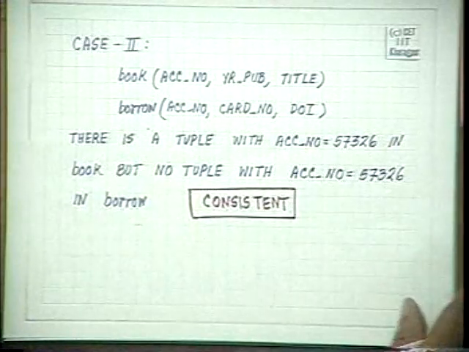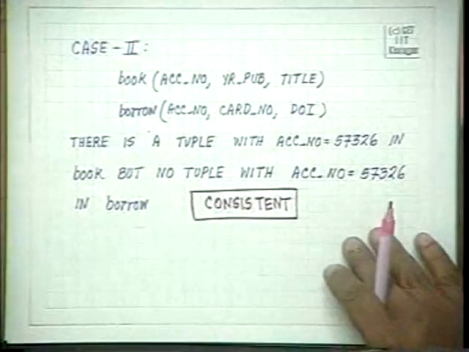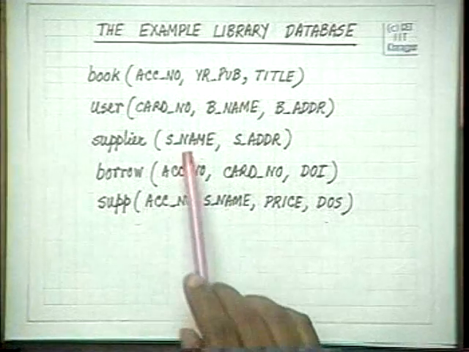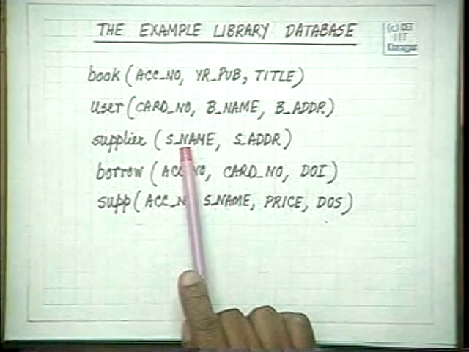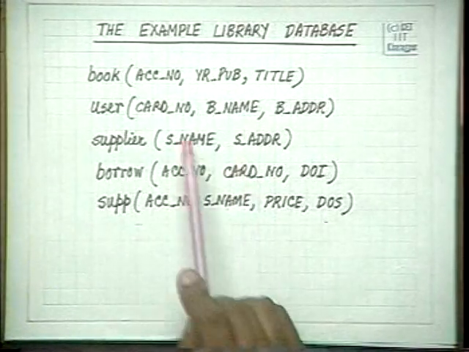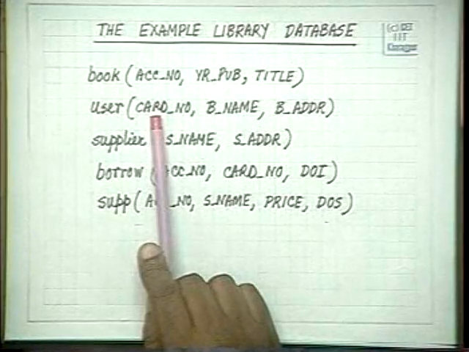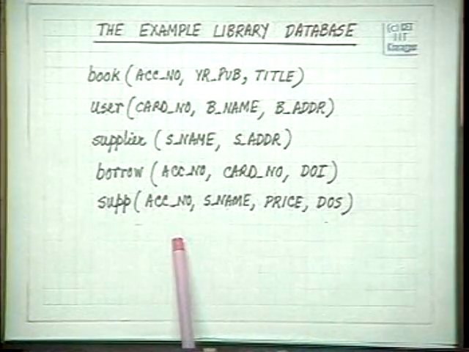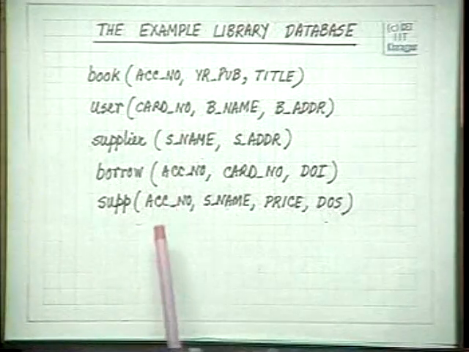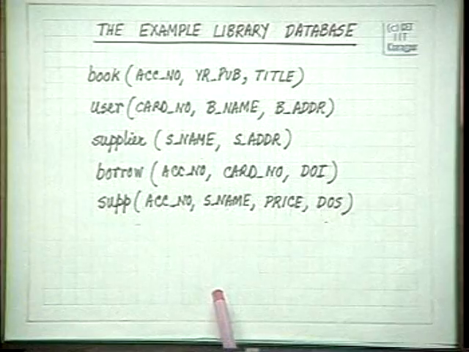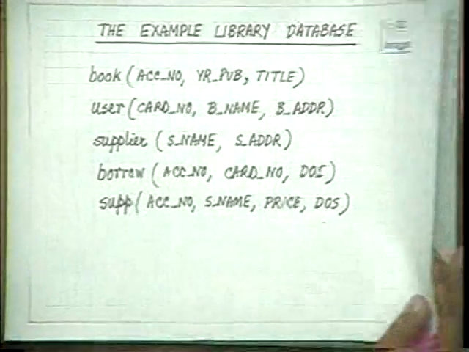This is not the only case in our example. This will come up in several other cases. There cannot be an S name here which is not existing in supplier. There cannot be a card number here which is not existing in user. So, these things are important and these things need to be checked, because otherwise you will have some very peculiar situations which will arise. These constraints are specified by the concept of referential integrity.